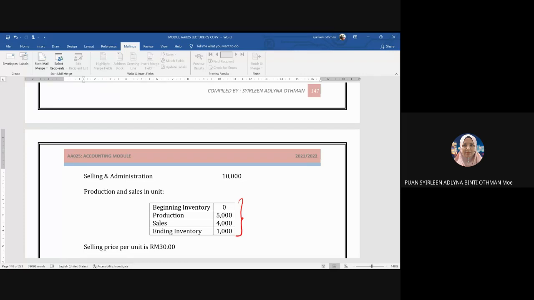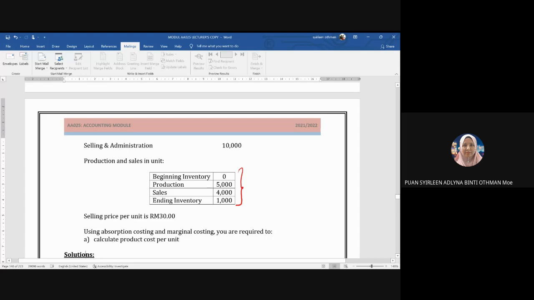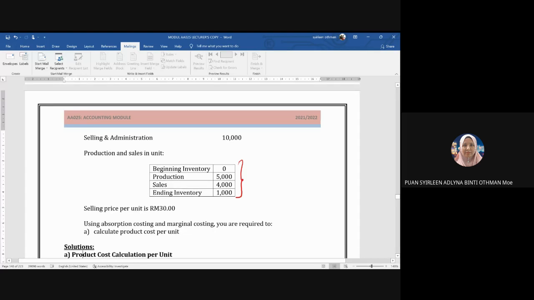Kenapa dia bagi awak itemize items like this? Sebab nanti bila you dah kira product cost per unit dan you nak sediakan statement, you akan guna product cost per unit tu untuk kira jumlah cost di item-item beginning inventory, ending inventory, sales and also production. Okay, so cost of good manufactured tu akan guna unit dekat sini lah. Okay, alright, selling price is RM30. Okay, so using absorption and marginal costing, you are required to calculate product cost per unit.